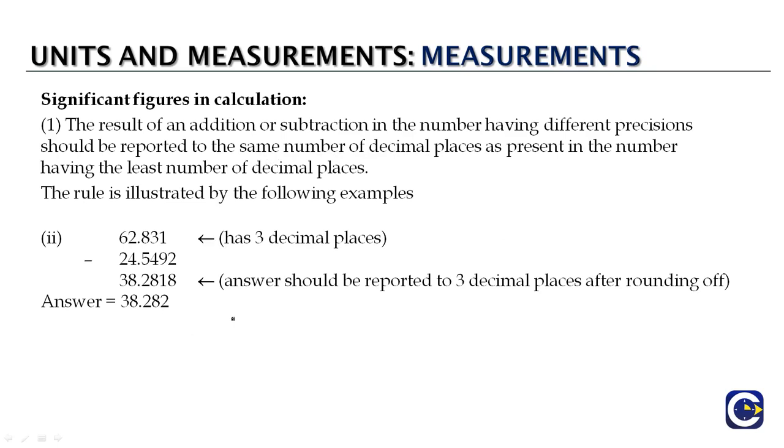We can look at another example in case of subtraction. Let us say we are subtracting 24.5492 from 62.831. Now in these two, 62.831 has the least number of decimal places, which is 3 decimal places. 24.5492 has 4 decimal places. The subtraction result will be 38.2818. Now this has to be rounded off in such a way that we'll have 3 decimals. When we round off 8, which is a number more than 5, and drop it, we have to add a 1 to the preceding digit. So the rounded off value becomes 38.282. So this is what will be the case for addition and subtraction.